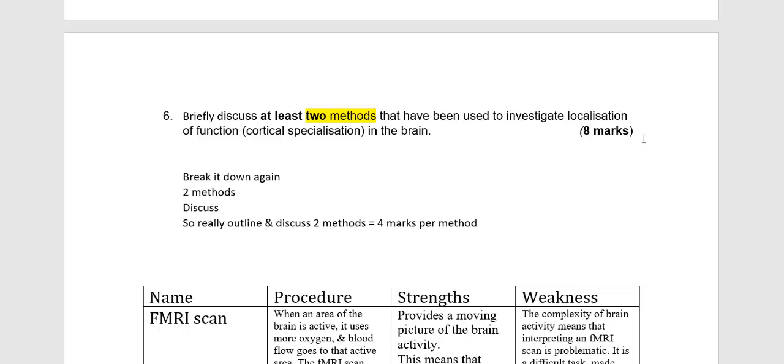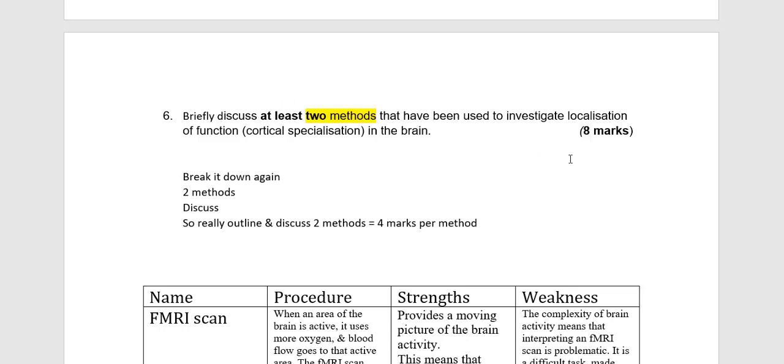Now, the thing that can confuse here is they're actually asking about 2 methods used for investigating localization of function, but it's not an essay on localization of function. So be careful with that. I know that some of you got muddled with that in the past, so be warned, be very careful. It says briefly discuss at least 2 methods that are used.